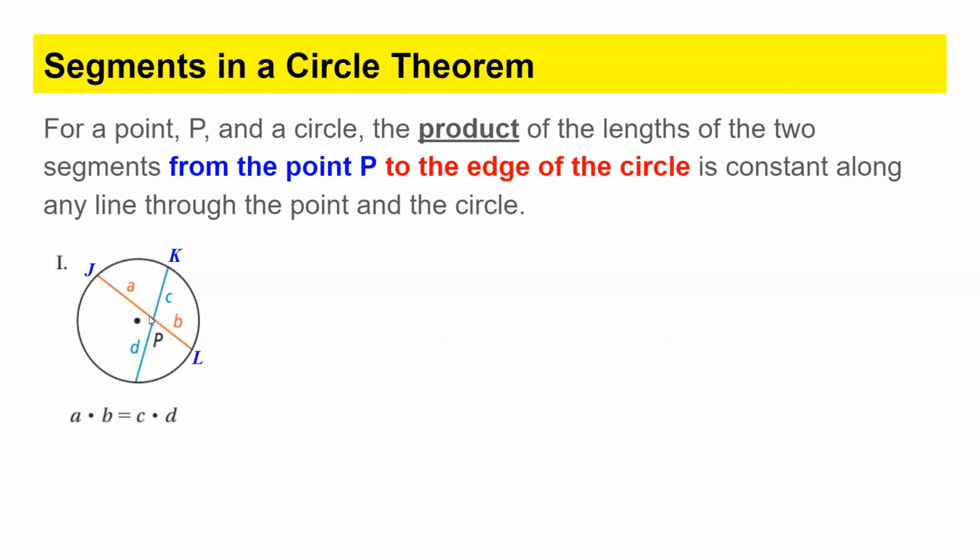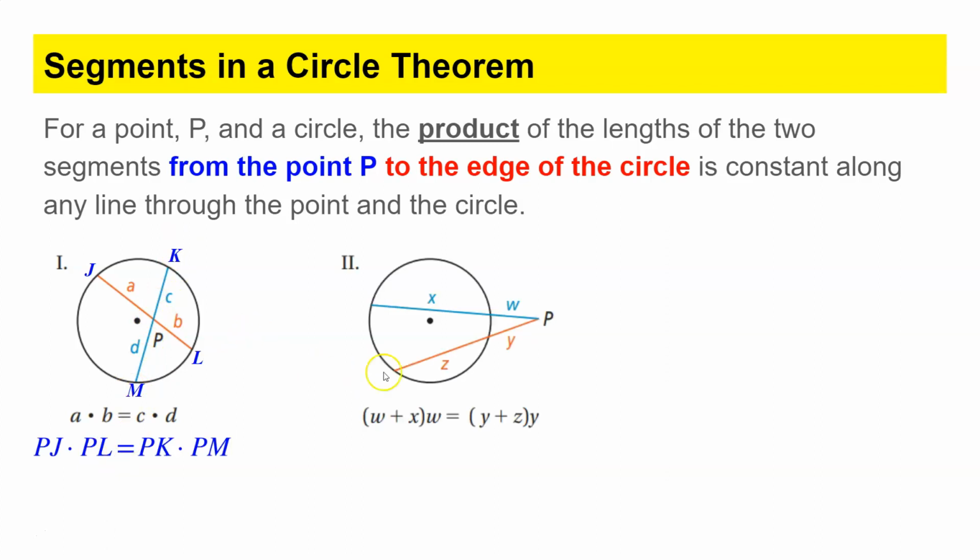So if I put letters on here to help us out, we can see that I'm going from P to J, line segment PJ, and from P to L, line segment PL, equals PK times PM. That helps us when we look at other situations.